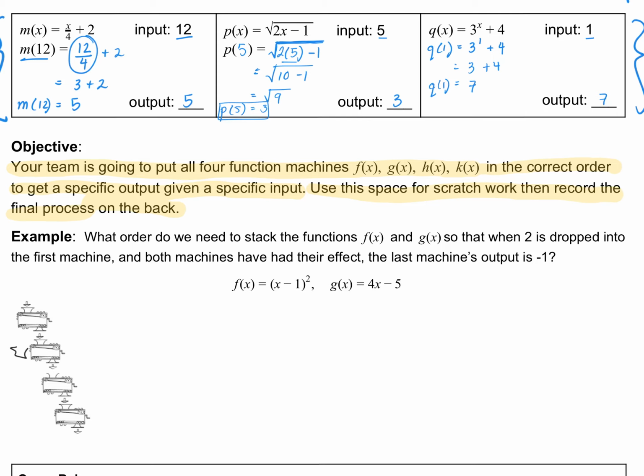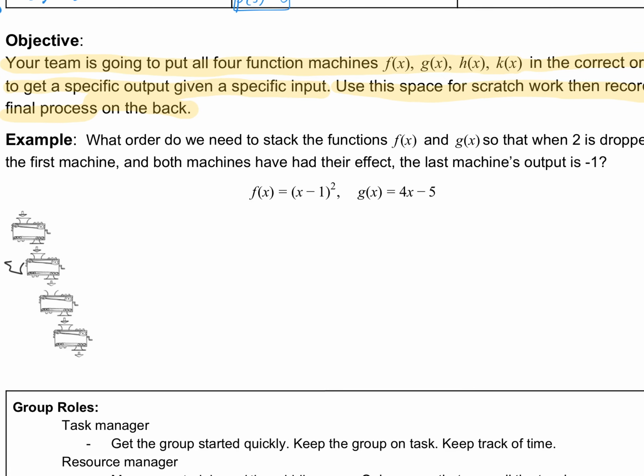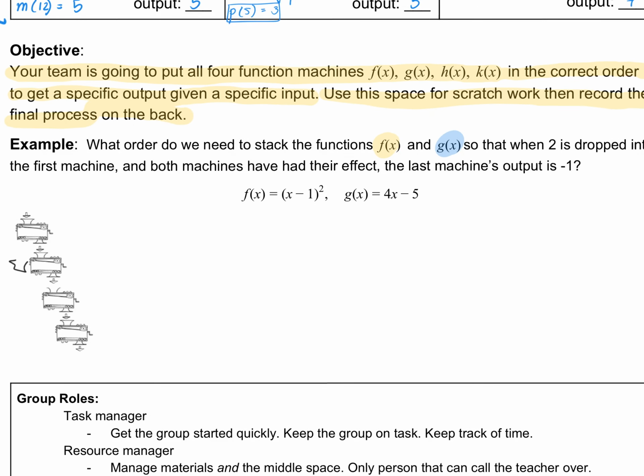So before you go and do that with your group, we're going to just go through an example to clarify what we mean by giving a specific input to get a specific output, and what you might need to go through in order to stack the functions the correct way. What order do we need to stack the functions f of x and g of x so that when 2 is dropped in the first machine and both machines have had their effect, the last machine's output is -1?